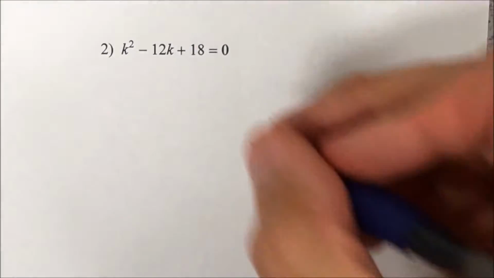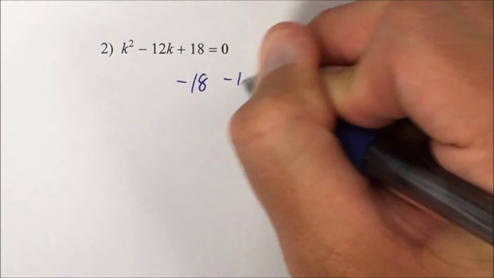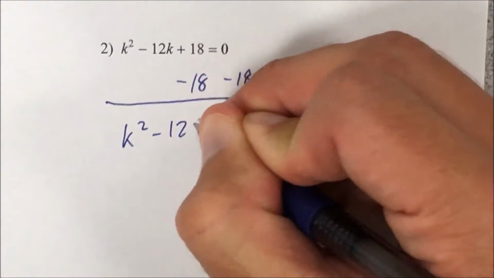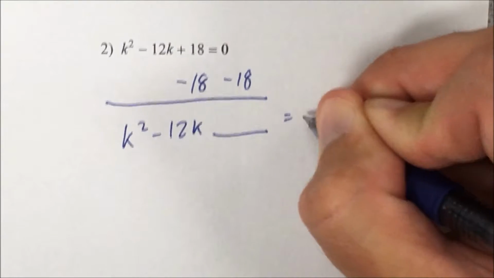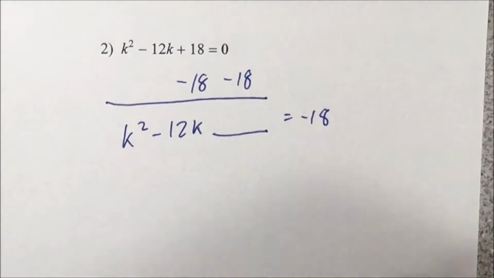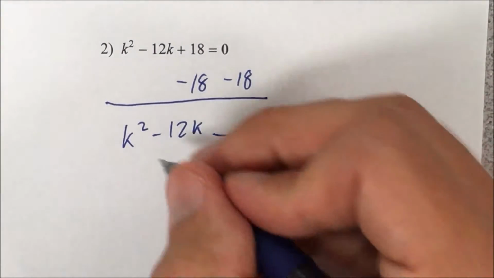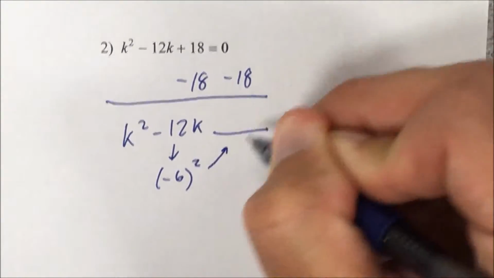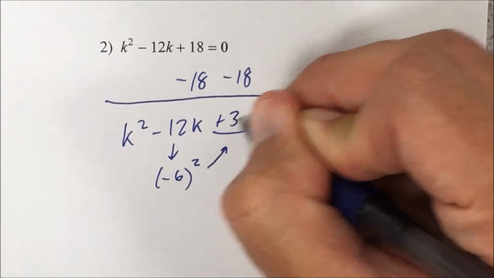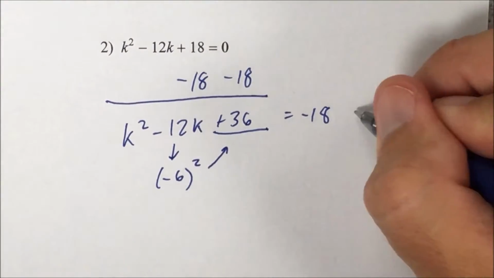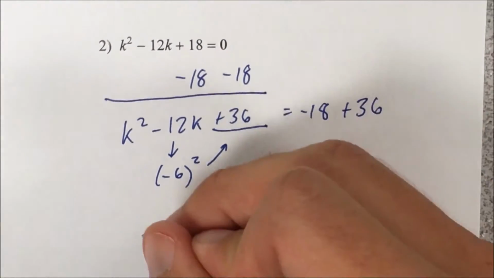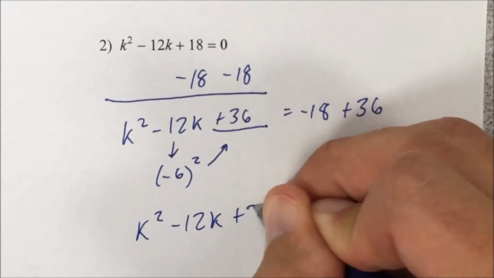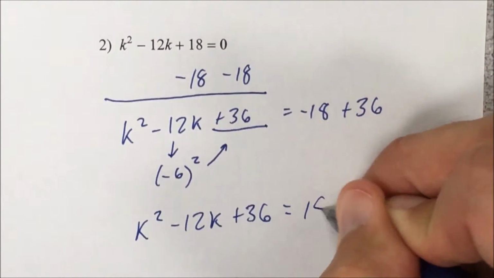Next, completing the square on the k problem, we're going to do the same steps. We're just going to end up with a little bit different answer. So I'll have k squared minus 12k, leave a little space, equals negative 18. And I am going to take half of this negative 12, that's negative 6, square it, and get positive 36. What you do to one side, you have to do to the other side. So I'm left with k squared minus 12k plus 36 equals 18.